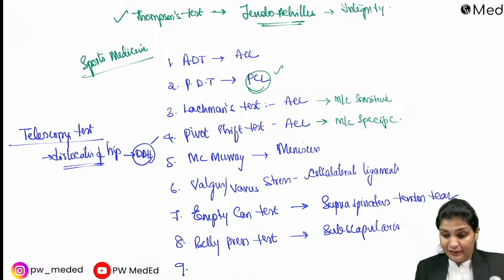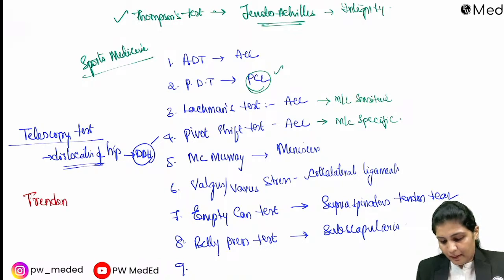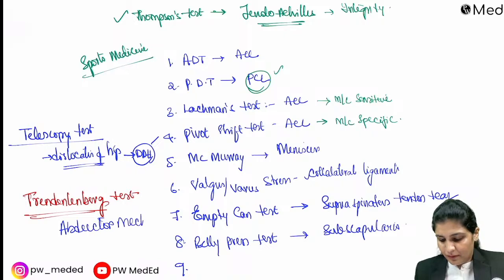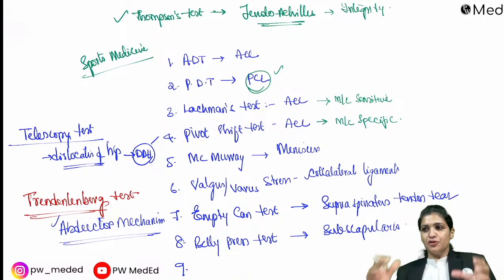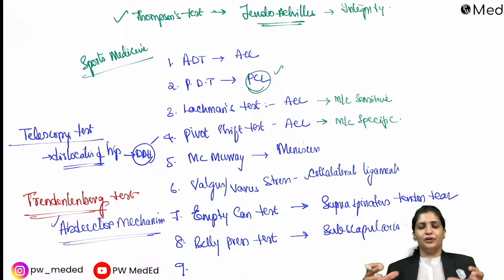And most important thing which I have forgot to tell you is the Trendelenburg test. So this was asked in the PYQ again. So this Trendelenburg test, it is for your abductor mechanism. So abductor mechanism is the Trendelenburg test. So in the hip joint again, you have two important muscles for the abductors.